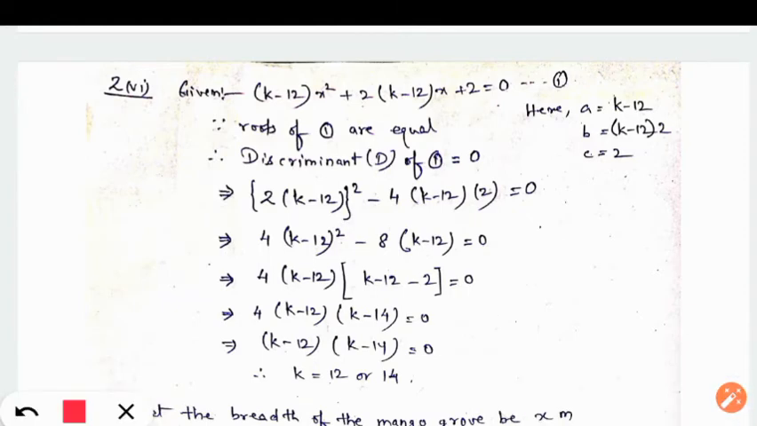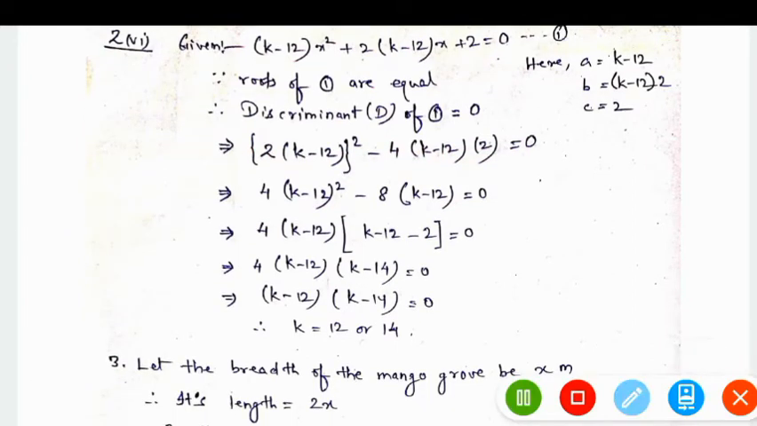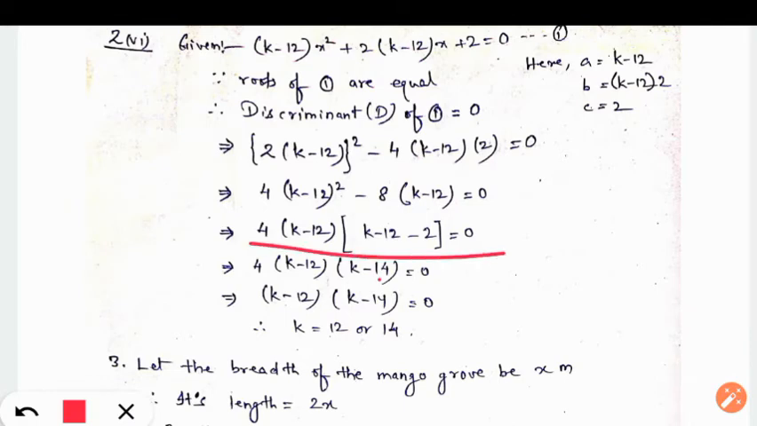So I got 4(k minus 12) whole square minus 8(k minus 12). See, in this step we have 4 and (k minus 12) common, so I have taken the common in the next step. So what is left? Since here we have (k minus 12) whole square, so 1 (k minus 12) is left and minus 2 is left, 4 twos are 8, that is why. So what I got: 4(k minus 12) in one bracket and (k minus 14) in one bracket.